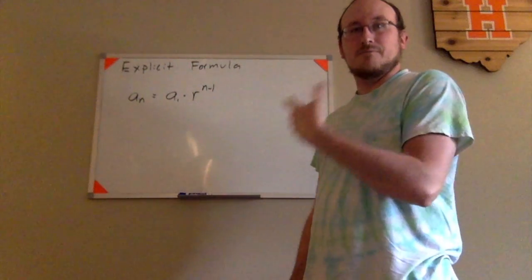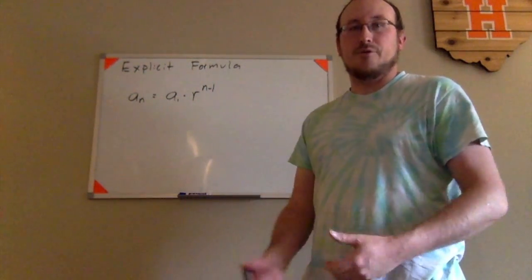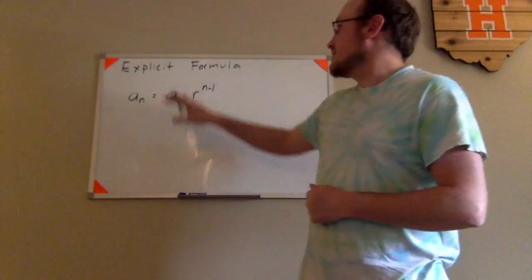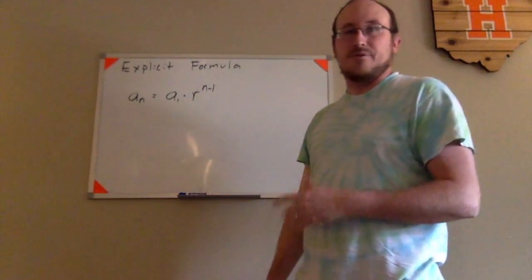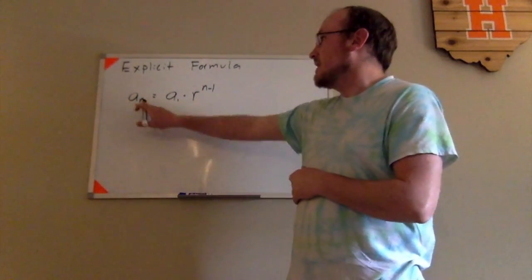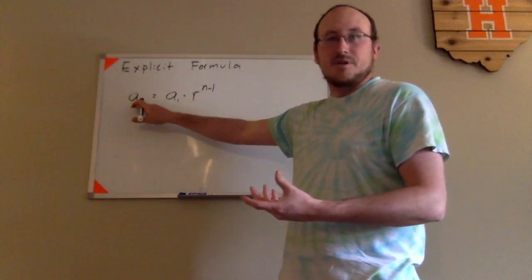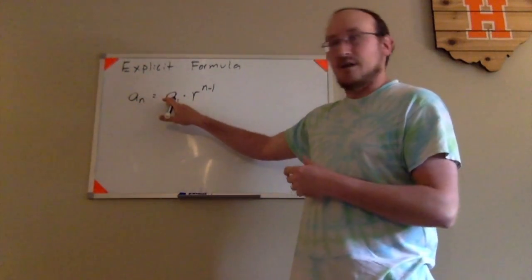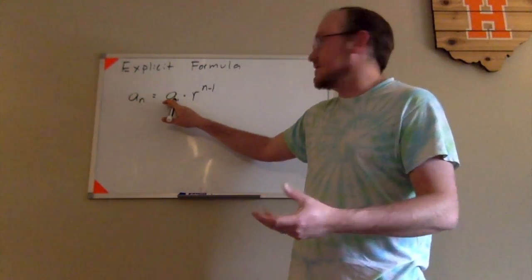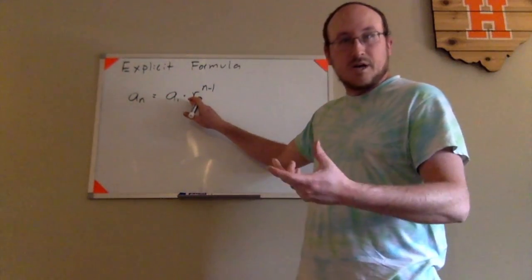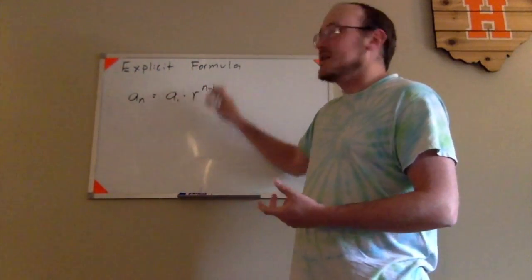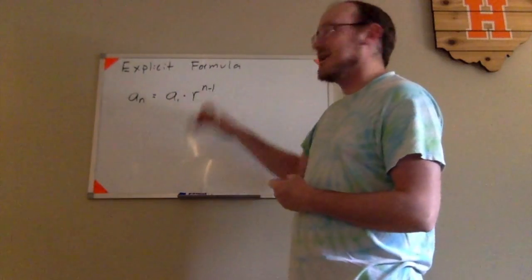Let's look at how to write an explicit formula for the nth term of a geometric sequence. If we want to write an explicit formula for the nth term, we have this formula for doing so: a sub n, which stands for the nth term of the sequence, is equal to a sub 1, whatever the first term of the sequence is, times r, which is the common ratio, to the n minus 1 power, where n is the term number.